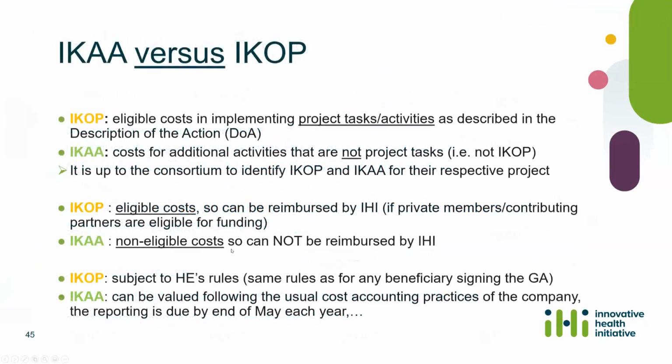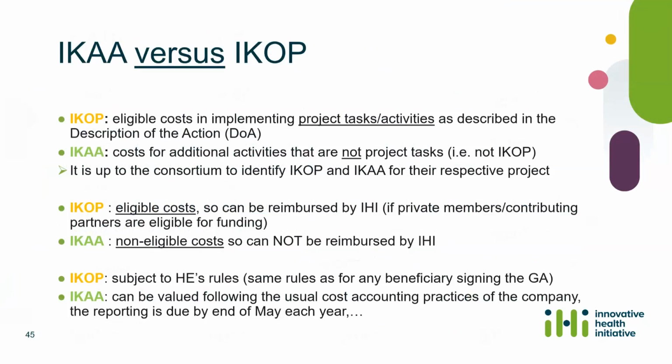So now some differences between IKAA in your proposal and ICOP. ICOP are eligible costs in implementing the project tasks as described in the description of the action, while IKAA are costs for additional activities that are not project tasks. So I would say that's the main difference. And it's really up to the consortium to identify what is ICOP and what is IKAA for their respective project.